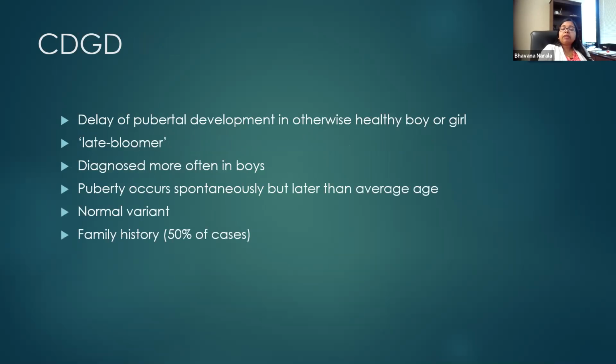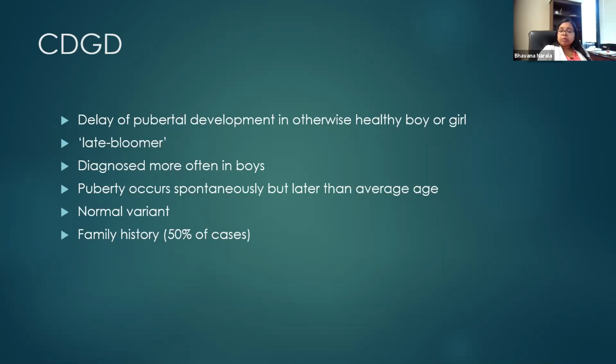So constitutional delay of growth and development is where there's delay of pubertal development in otherwise completely healthy boy or girl, right? So these are the classic late bloomers. There's a family history. The dad didn't stop growing until like first year of college. Those are all helpful clues. It is diagnosed more often in boys, but that could be, we also see a lot more boys with it. Could be a referral bias, but definitely diagnosed more often in boys.